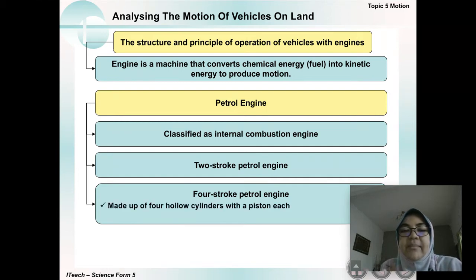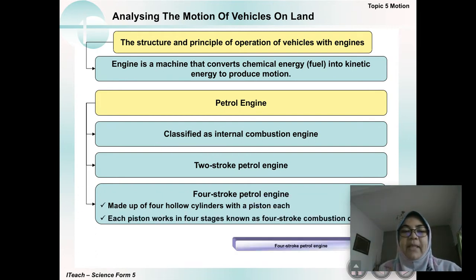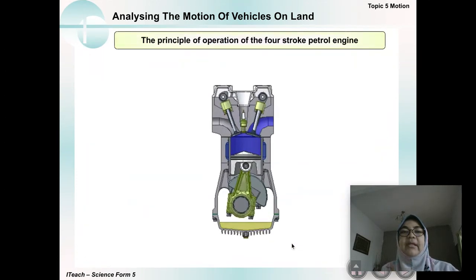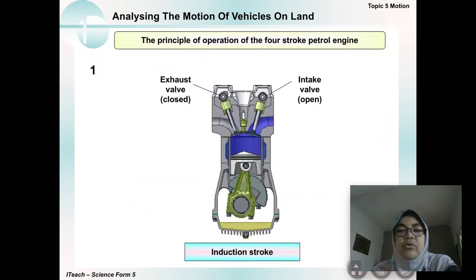Okay, four-stroke ni made of four hollow cylinders with a piston each. So dia ada 4 hollow cylinder dan setiap satu ada piston. Dan piston tu boleh bergerak ke atas dan ke bawah. Each piston works in 4 stages known as four-stroke combustion. So we are going to look at the first stroke. It is called the induction stroke.